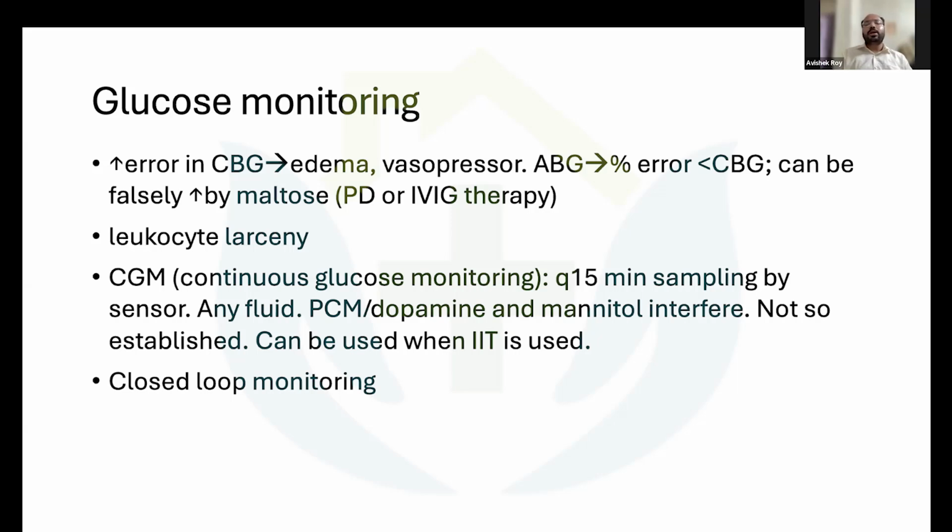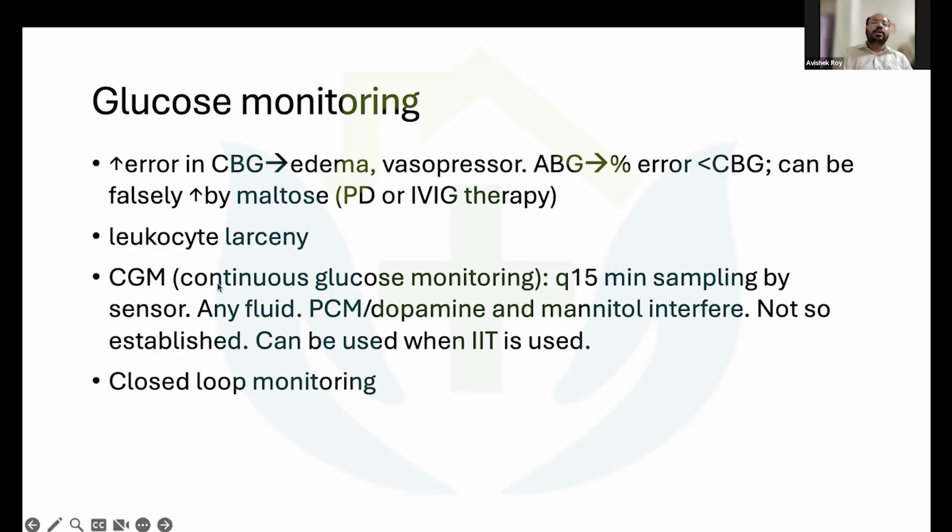There is a phenomenon known as leukocyte larceny. If you have increased amounts of leukocytes in your blood, for example, hyperleukocytosis from acute myelocytic or myeloblastic leukemia, or hyperviscosity syndrome from other causes, you might have falsely low blood sugar levels because all the leukocytes end up eating or taking up the glucose. So in those cases, there are some precautions to be taken. I'm not going into the details, but this is one phenomenon you need to be worried about.